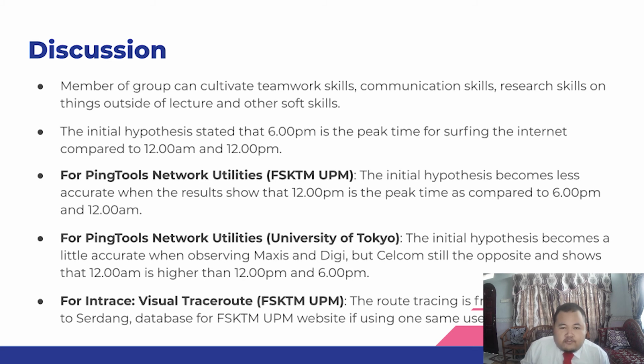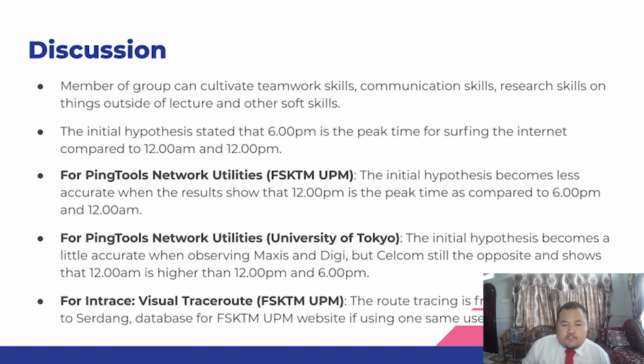However, the data revealed that 12 PM is the peak time, as opposed to 6 PM and 12 AM, so the initial hypothesis became less accurate when accessing the FSKTM UPM website using PingTools. However, if we access the international website using PingTools, when looking at Maxis and DG, the initial hypothesis becomes a little more true, despite CELCOM still indicating that 12 AM is greater than 12 PM and 6 PM.